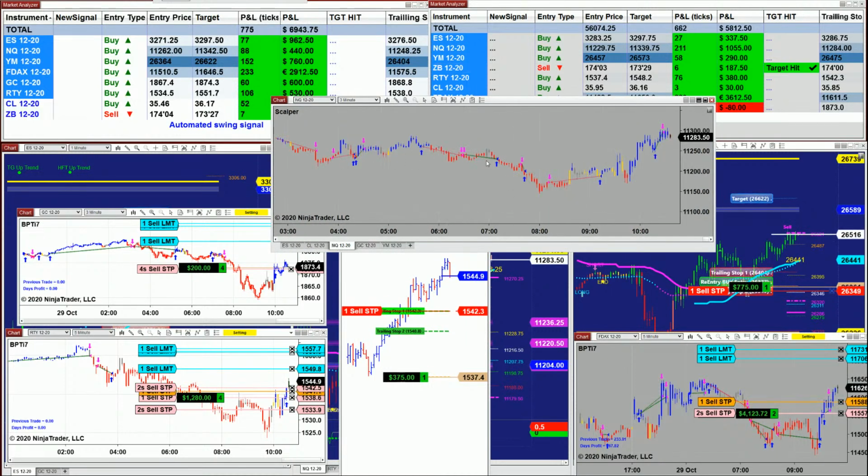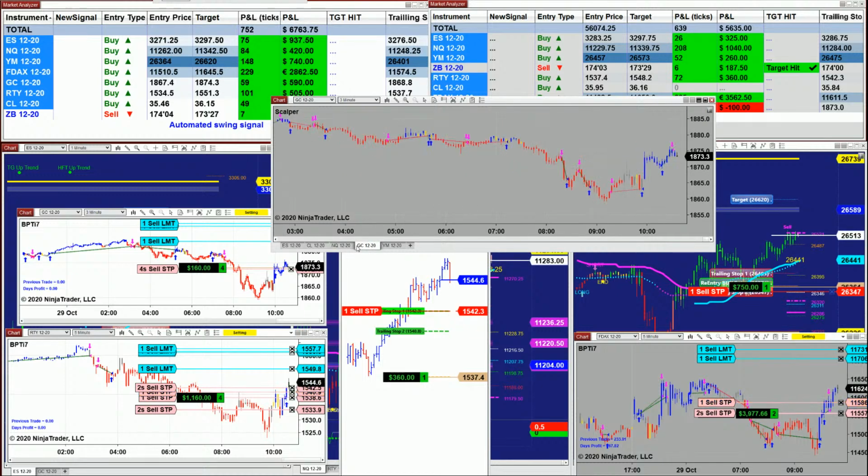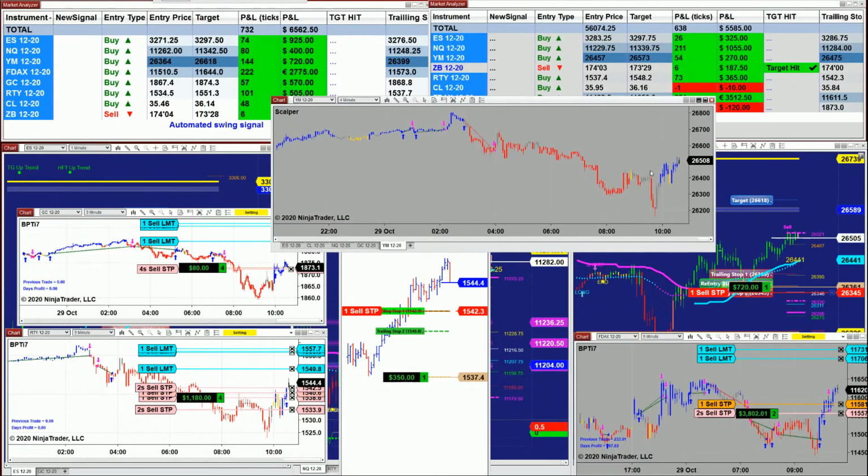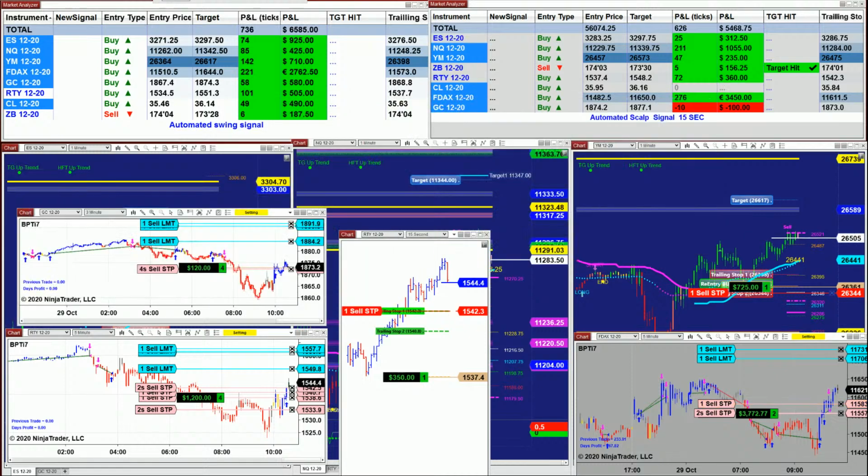Like the Nasdaq here, there are a lot of trades. ES, there is no trade. Gold, there are a lot of trades. YM, there is no trade. This is what we are trying to do on that scalper. We have plenty of auto trades.